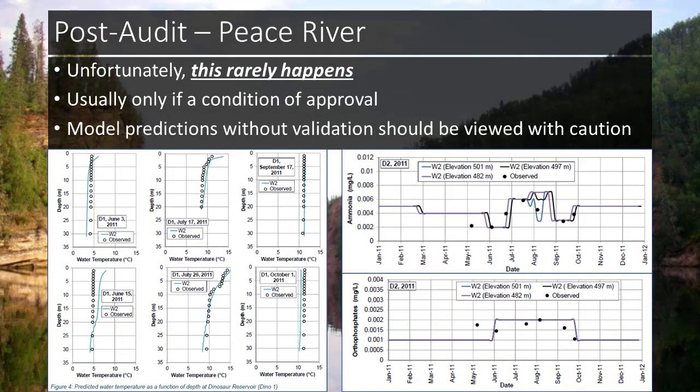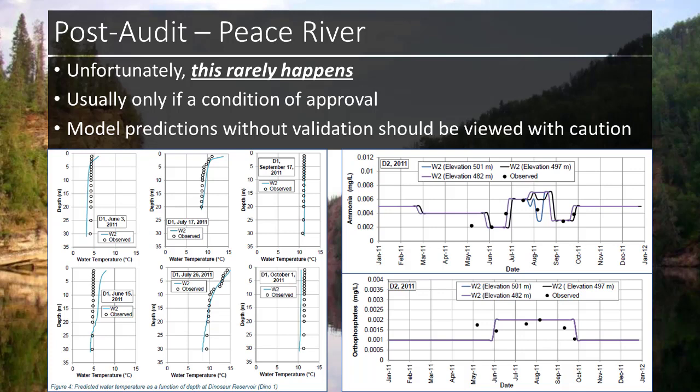So, as I say here, unfortunately, this rarely happens. If the regulator is wise enough to make it a condition of approval that all the models be validated, which has really only happened in the last few years, pretty much all provincial and federal regulators are now doing this, which is really good. But up until then, I had worked on hundreds of models, and the number that I'd validated or done a post-audit on is 4, which is not good.